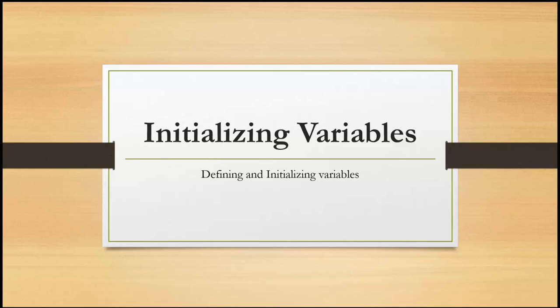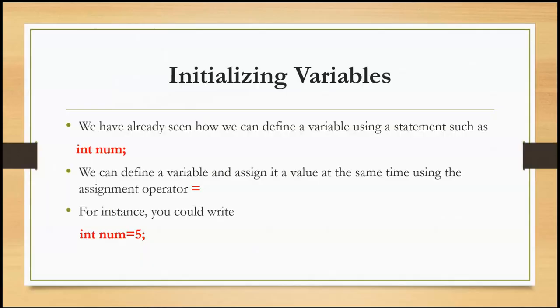In this lesson, we will discuss how we can initialize variables in C language. We have already seen how we can define a variable using a statement such as int num followed by a semicolon. We can define a variable and assign it a value at the same time using the assignment operator. For instance, you could write int num equals 5 followed by semicolon.